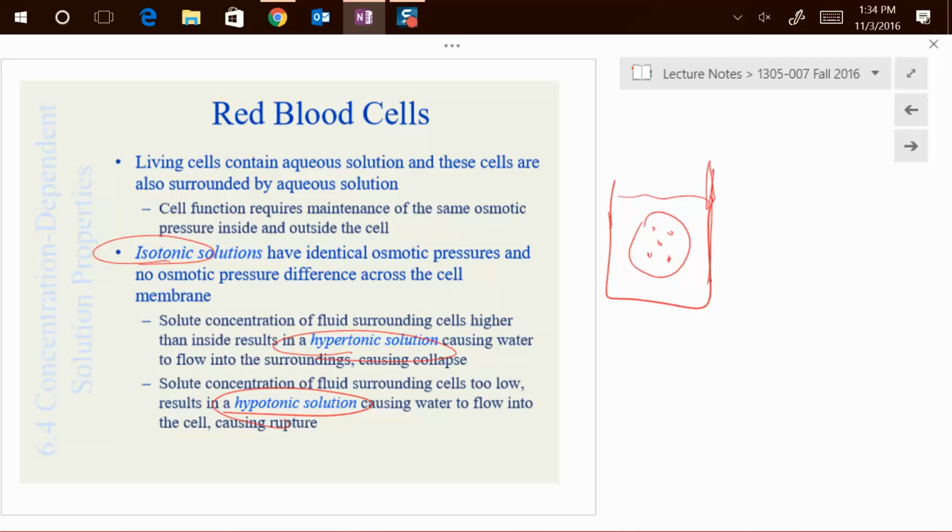Into. It's going to move into the cell. Okay? The water is going to go inside of it. Why? Because it's trying to dilute the cell so that the concentration of the water inside and outside are the same. Okay? So water is the thing that moves. Salt does not move. So the salt's going to stay there. The water's going to move in.